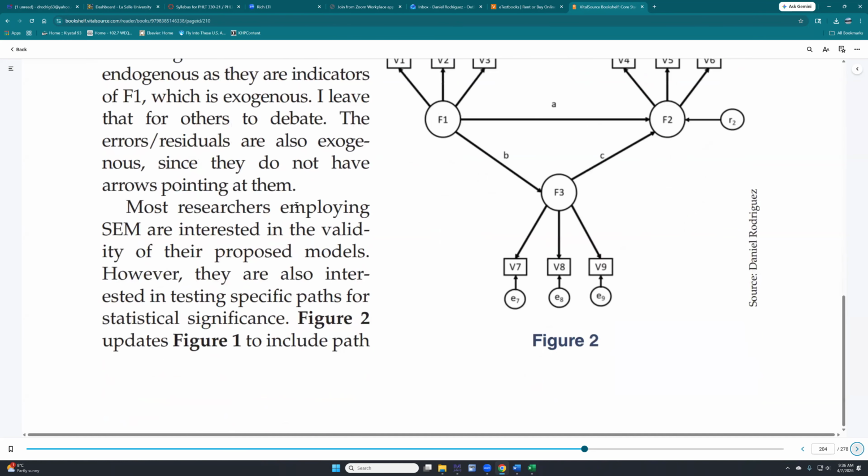Let's see what else. Okay, most research. So again, I saw somebody else came in now. So this is a chapter that I wrote recently on structural equation modeling. So I'm going to do reading and commenting as I go along.